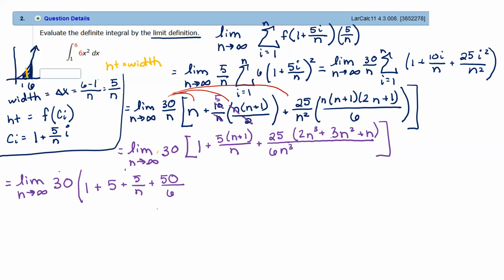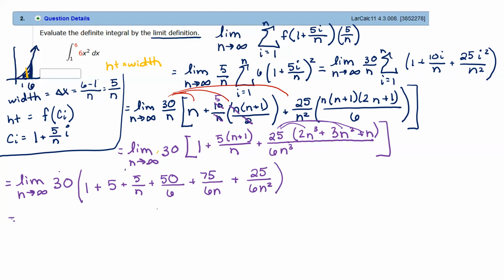And then continuing to distribute, we have this 3n squared. So this is going to be plus 75 over 6n squared. And again, I'm kind of ignoring simplifying just because we've got a lot going on. And then we have this 25n over 6n to the third. So this is going to be 6n squared, and this should be an n.